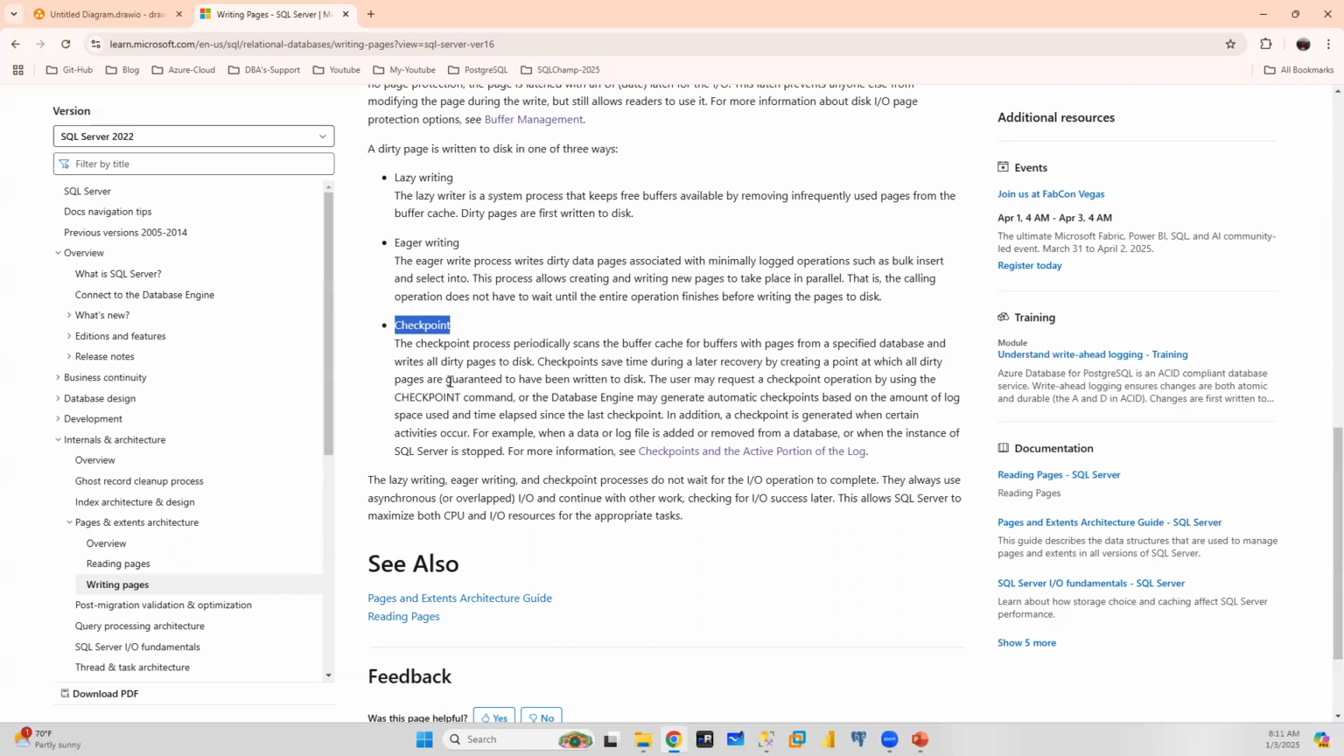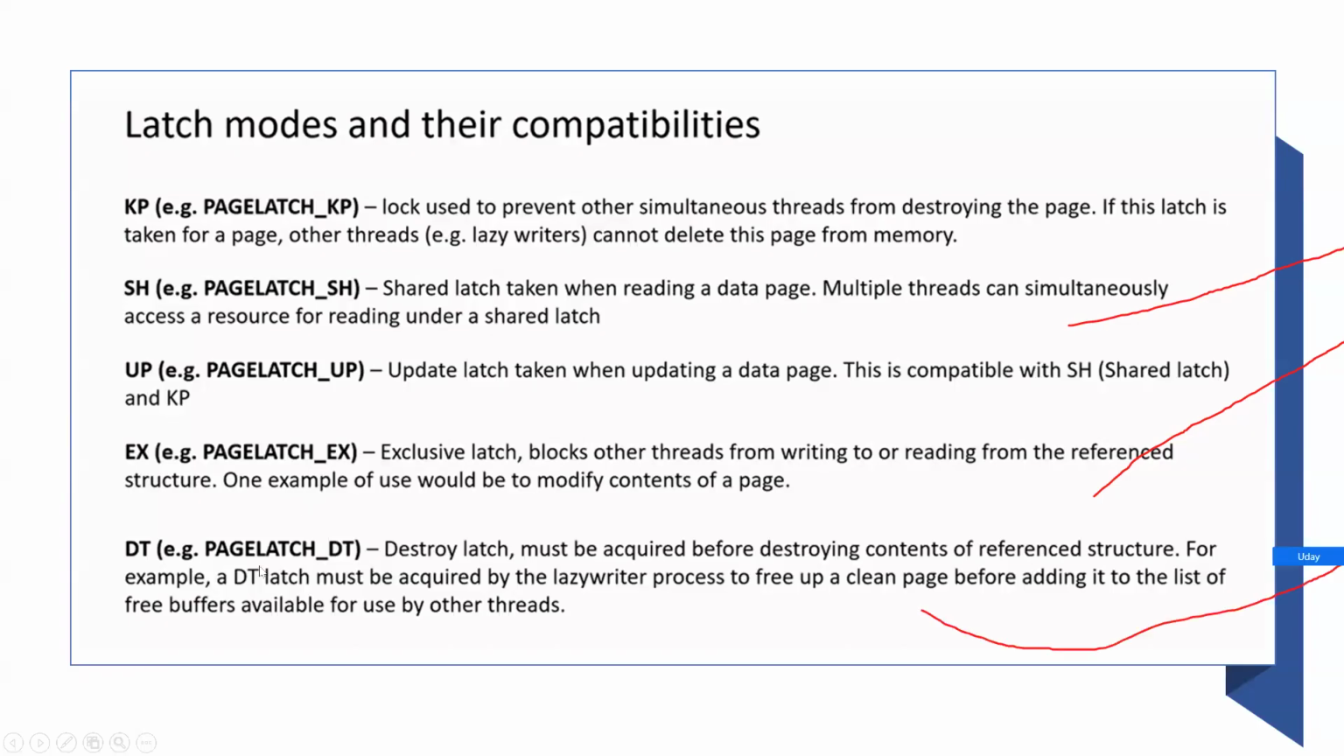Is it clear, everyone? So the lazy writer is doing many things in the background. No worries about this lock. Many things are happening in the background, like the DT log and others. We'll talk more at the advanced level. As of now, don't think much.